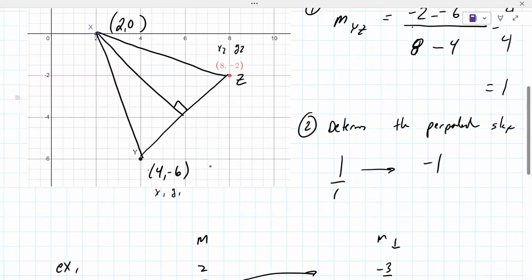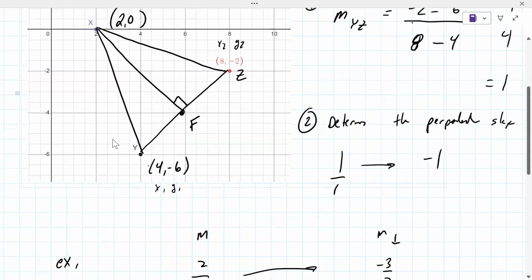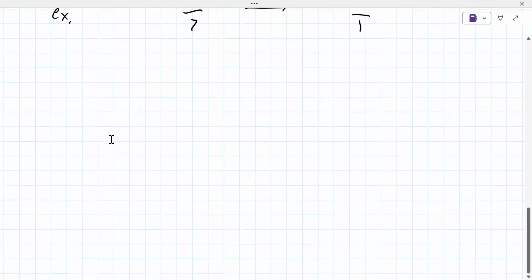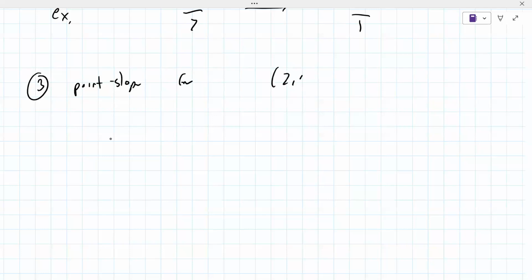Step 3, and there's F, by the way. Step 3 is to write the equation from X to F. So you have the slope, and it's got to go through that point there. So the only reasonable one here is point slope form, because you have a point (2, 0) and a slope of -1.